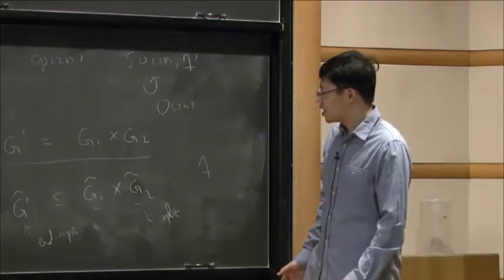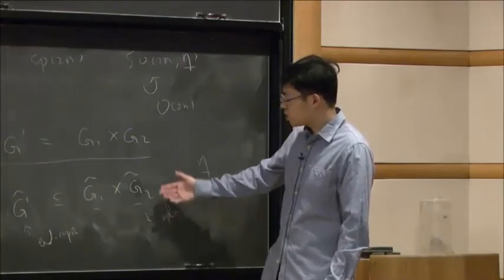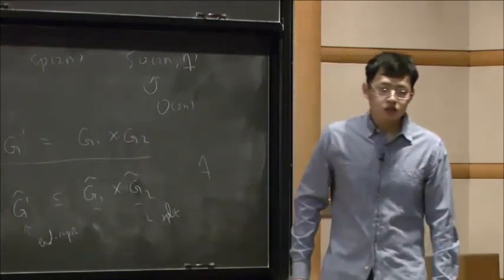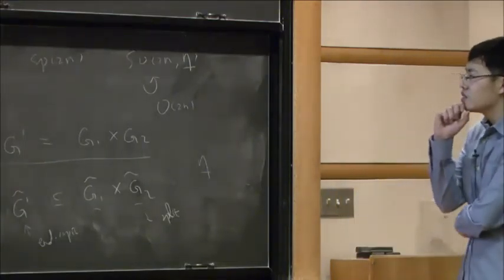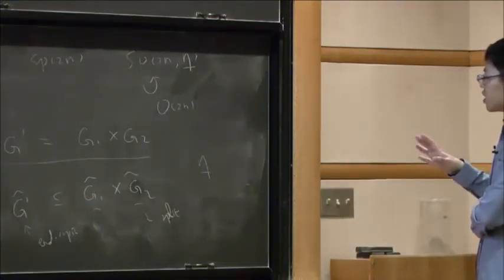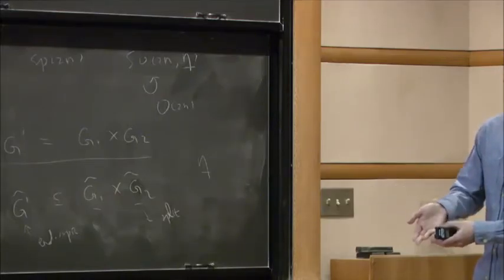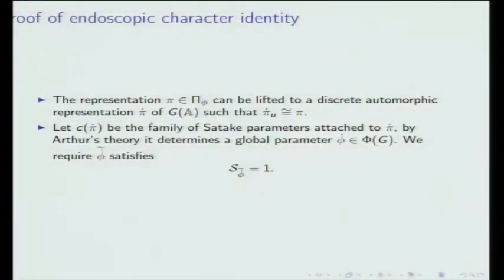So in some sense you can tell whether it's an endoscopic group or not just by looking at whether it's a split group or non-split group. And certainly, I don't think you can do this trick, say, for a general G, when you lift to G tilde.